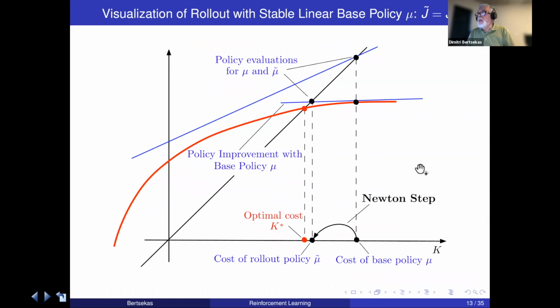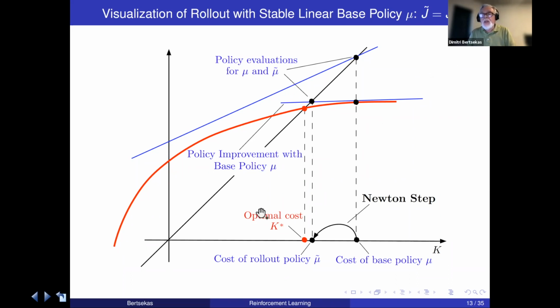So before we go to multi-step lookahead, let's look at a visual interpretation of rollout. Remember, the rollout algorithm is simply approximation in value space with J tilde being the cost function of some base policy. You remember you did as homework the traveling salesman problem. There was a base policy, a base heuristic, and the rollout is simply approximation in value space with the cost function approximation being equal to the cost function of that base policy.